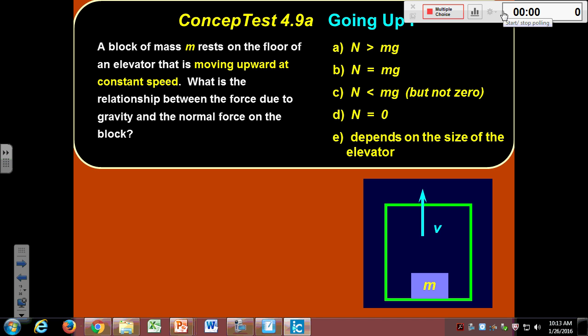A block of mass m rests on the floor of an elevator that is moving upward at constant speed, not accelerating. Acceleration is 0. It's moving at a constant speed. What is the relationship between the force due to gravity, or the weight, which is mg, and the normal force? Is the normal force bigger than the weight, equal to the weight, less than the weight, or equal to 0? Or does it depend on the size of the elevator?